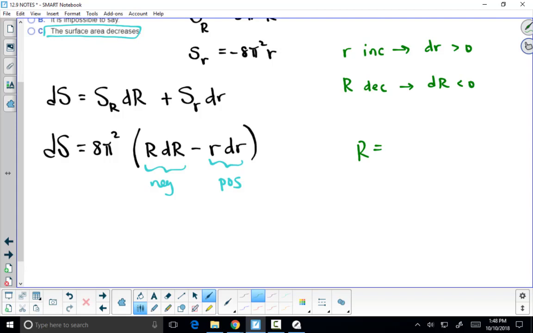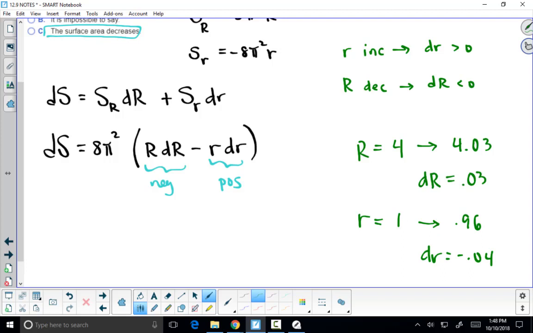Let's suppose capital R starts at 4 and then it moves to 4.03. That would tell us that capital DR is equal to 0.03. So we always do the number that it changes to minus the number it started as. So if little r started as 1 and then went down to 0.96, then d little r is going to be minus 0.04. Okay, and so the second part of this, you're just plugging those numbers in and multiplying them all. You can do well with these numbers though. They're so little.